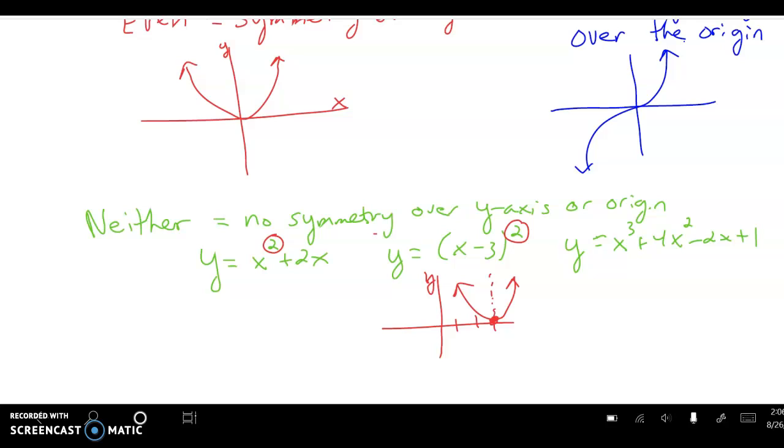So the fold line for symmetry actually happens to be the line x equals 3. That's called the axis of symmetry. But this is not an even function. It's just nothing. So be careful. Degree does not mean even and odd. That's completely different. It's all about symmetry. So we have some tests for symmetry.